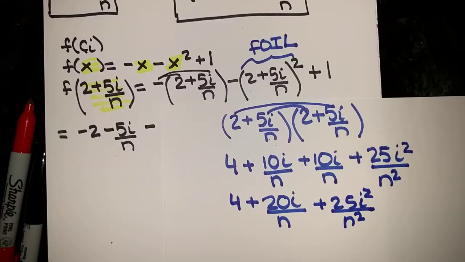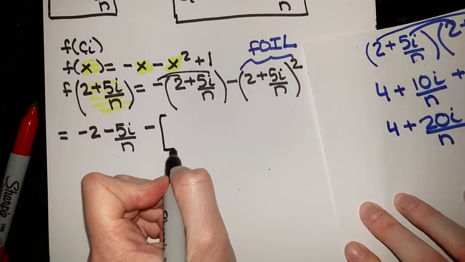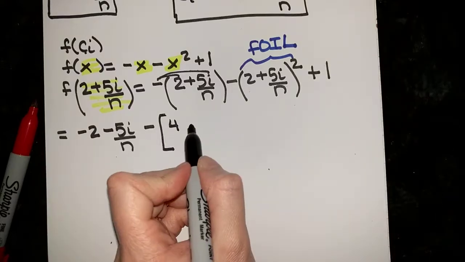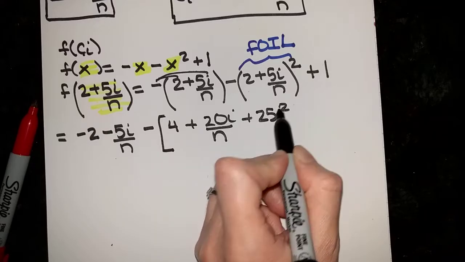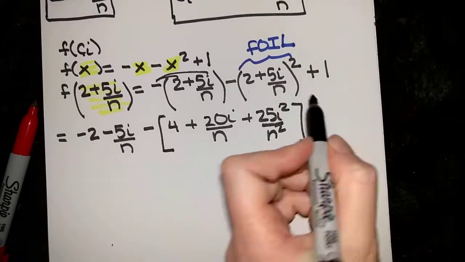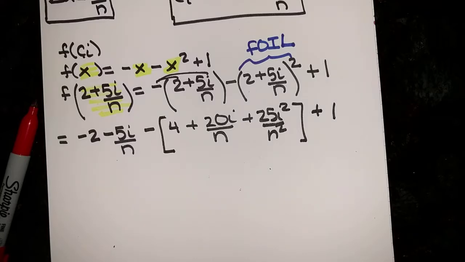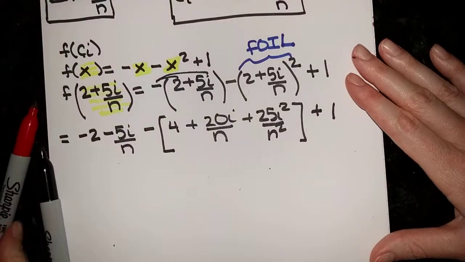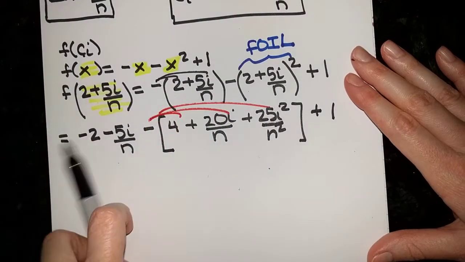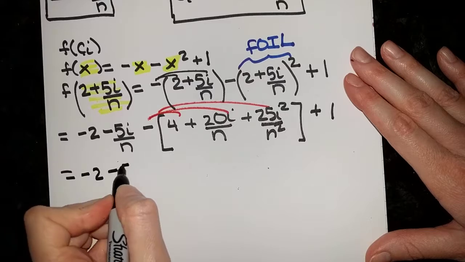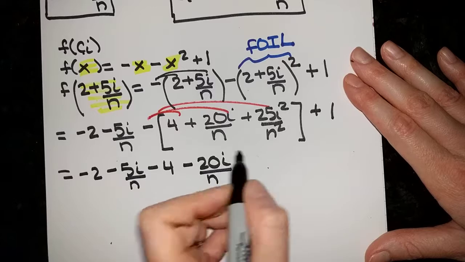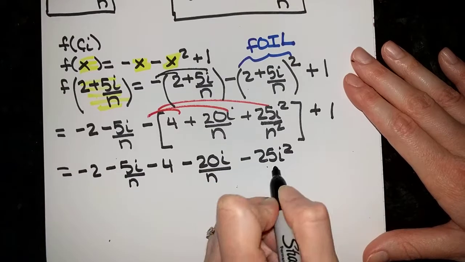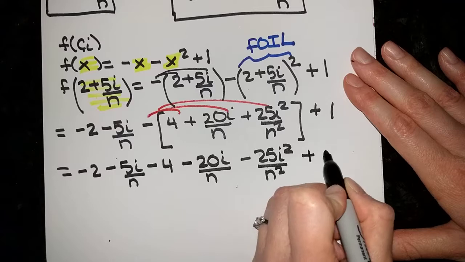Okay, so again, I go off to the side, figure that out, and then I have in brackets here the FOILed out expression of 4 plus 20i over n plus 25i squared over n squared, and then plus 1. All right, so where do we go from here? We are going to distribute this negative. So when I distribute this negative to all three terms, I will have negative 2 minus 5i over n minus 4 minus 20i over n minus 25i squared over n squared plus 1.